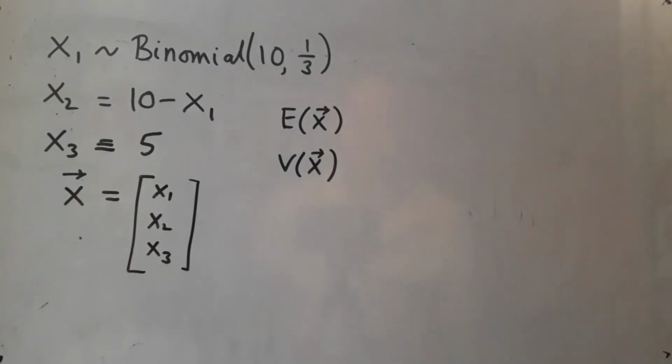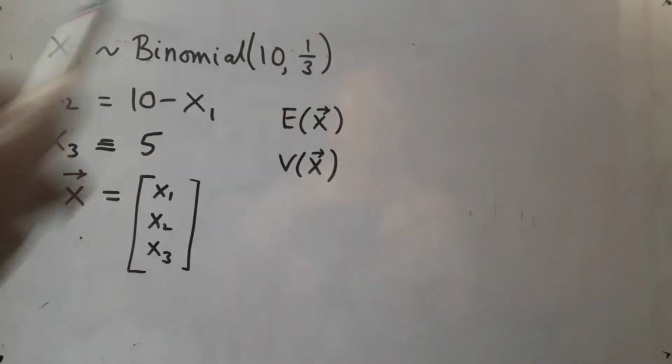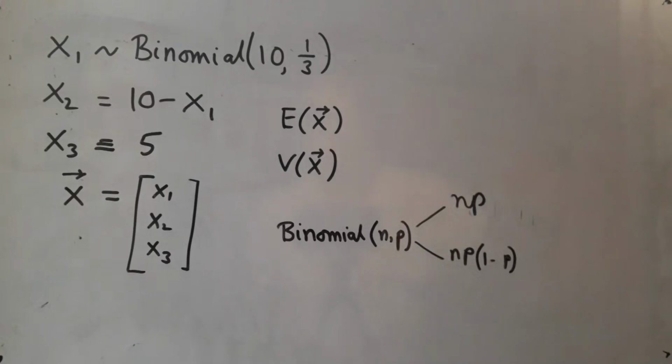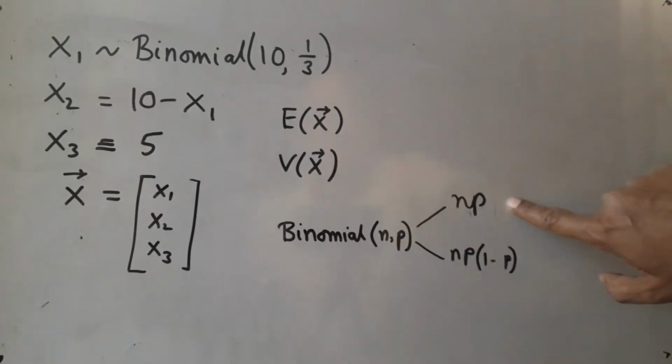In case you have forgotten, I will quickly remind you about the expectation and variance of the binomial distribution. For binomial n, p, the expectation is this and the variance is this.